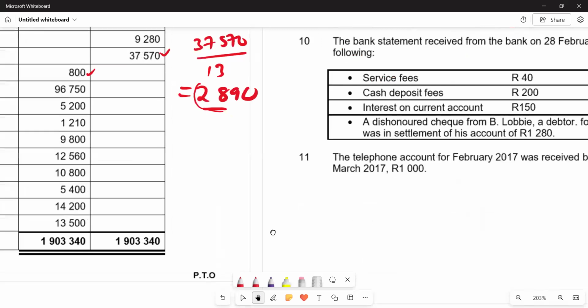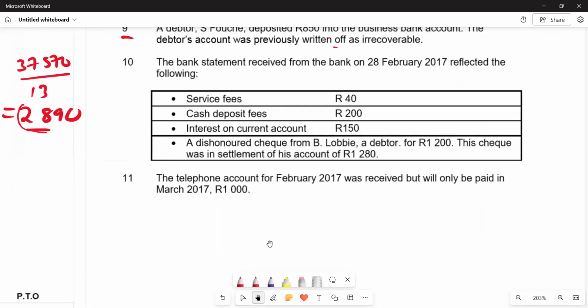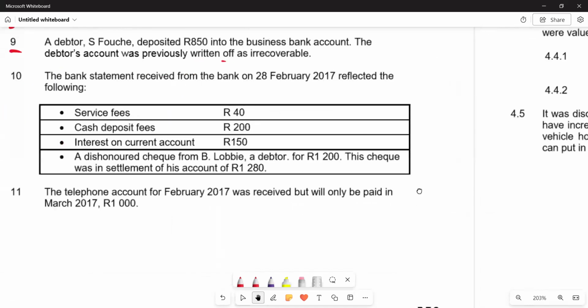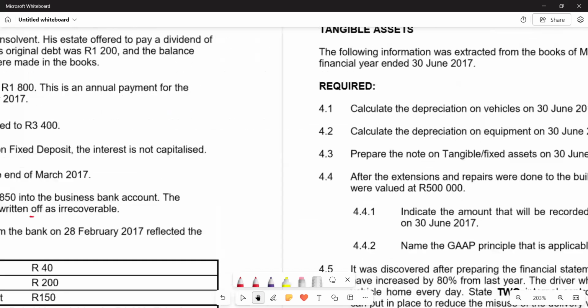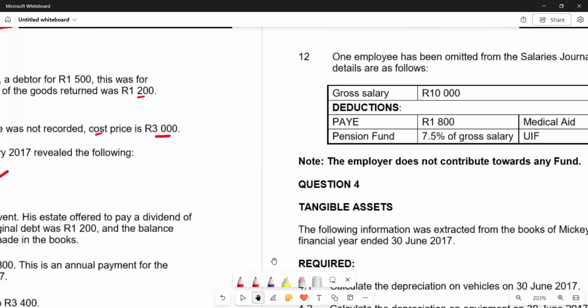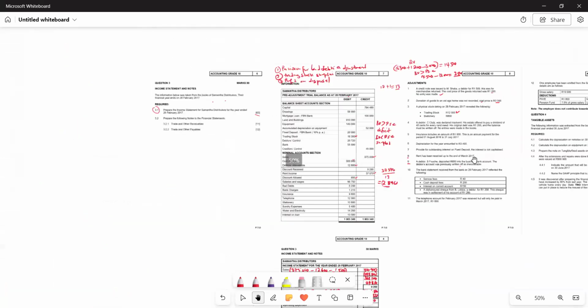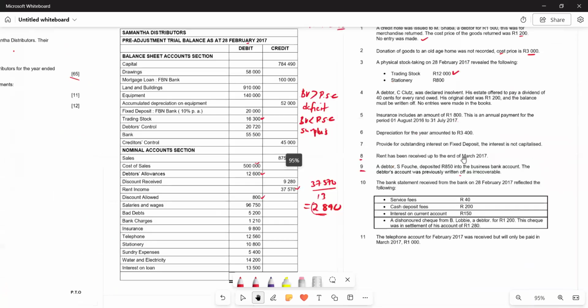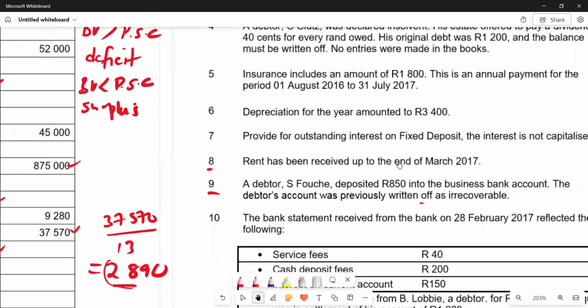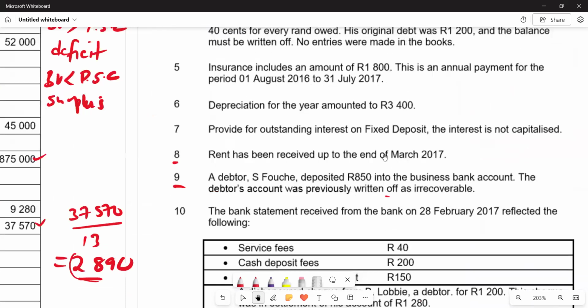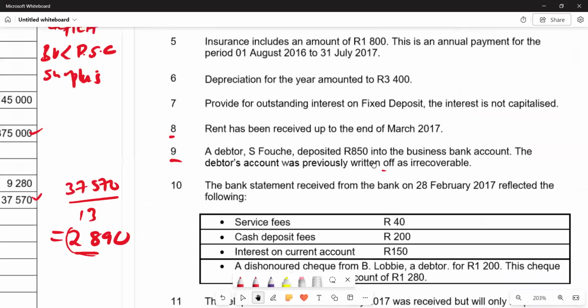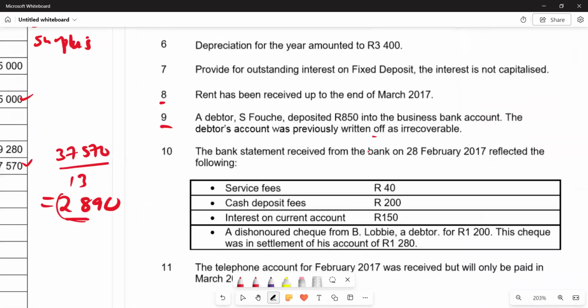If you go to information number, let's try to see if we have got any. You go information by information and try to identify if we have got anything that is affecting your discount allowed. Let's try to see as we go down. Right, let's go to item 10.